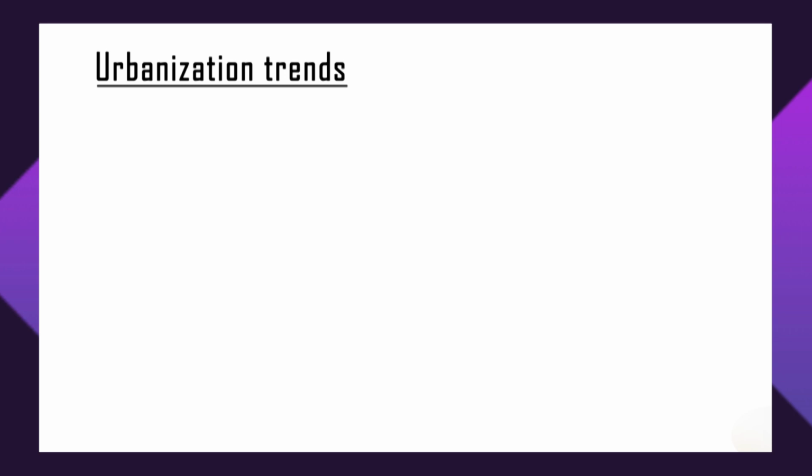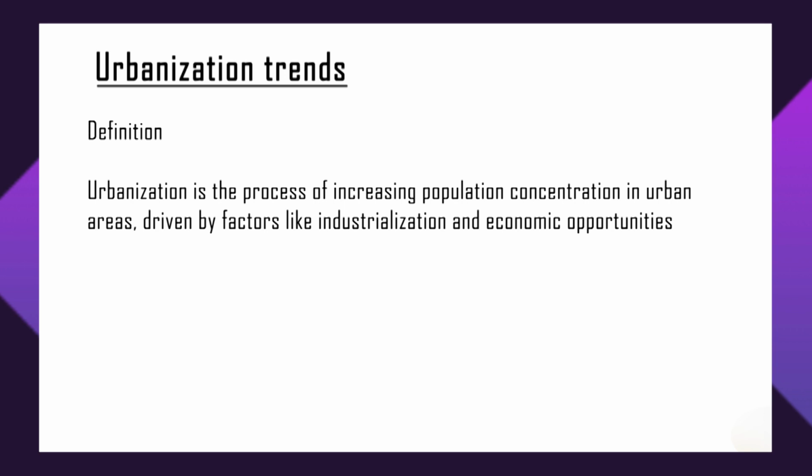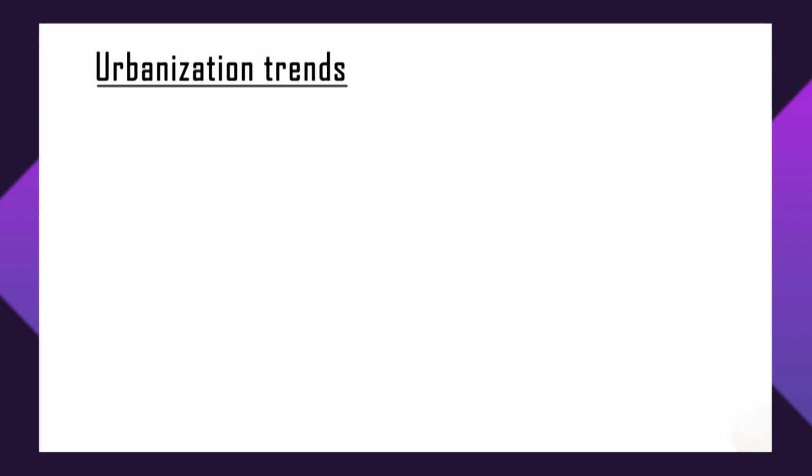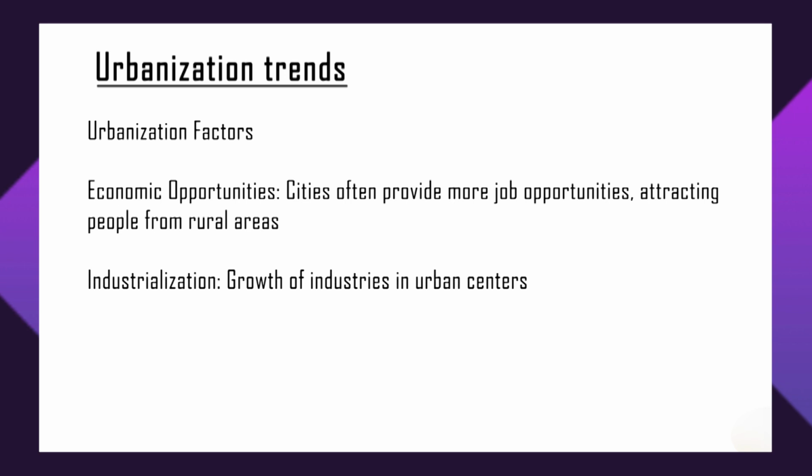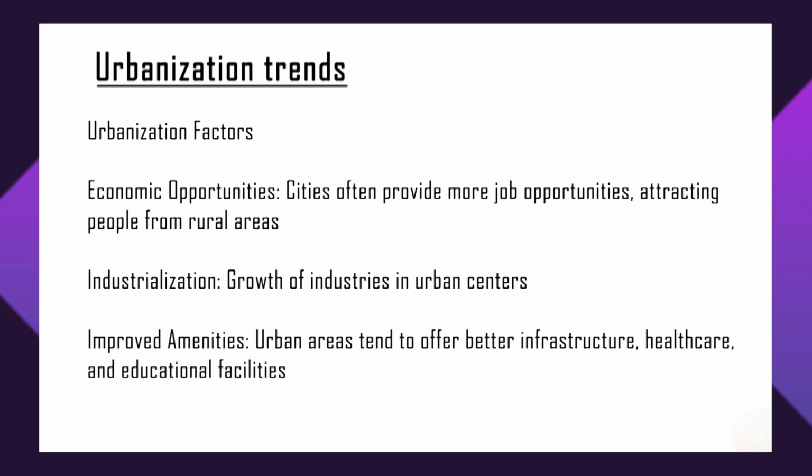Now, what are the different aspects it covers? It is the urbanization trends. Urbanization is a process of increasing population concentration, particularly in urban areas. It is driven by factors such as industrialization and economic job opportunities. What are the different factors? One factor is the economic opportunities. Cities often provide more job opportunities, attracting people from rural areas.